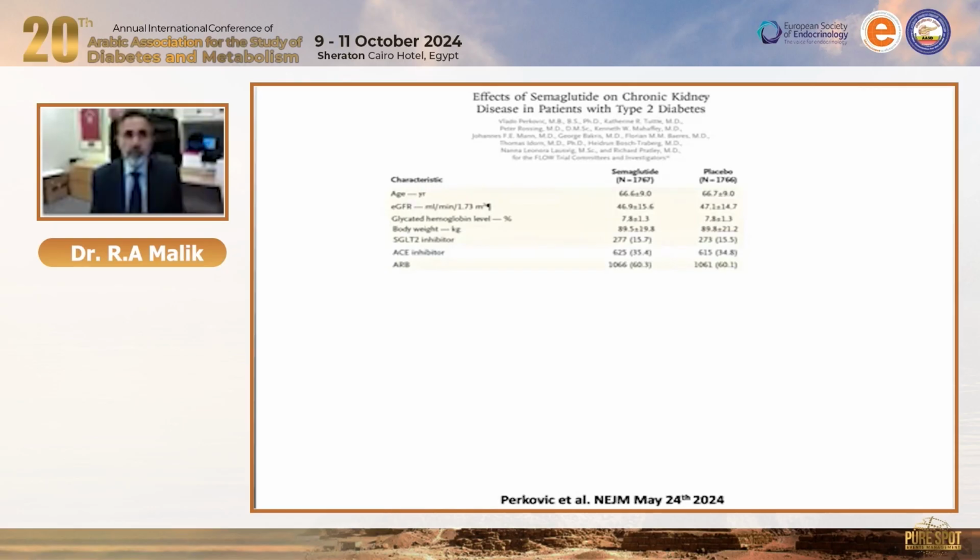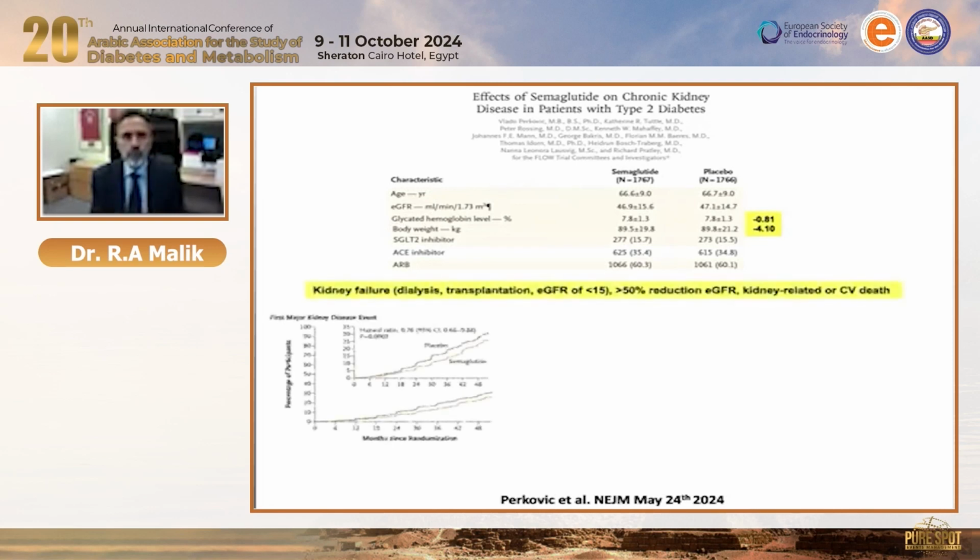So with the addition of semaglutide, what happens? Well, you get a further reduction in HbA1c of 0.81%, reduction in weight of about 4 kilograms. But when you look at the primary endpoint, which is kidney failure from dialysis, transplantation, an eGFR less than 15, remember, going from an eGFR of 46, greater than a 50% reduction in eGFR or kidney-related or CV death, there is a significant reduction of about 34% in the semaglutide arm compared to the placebo arm.